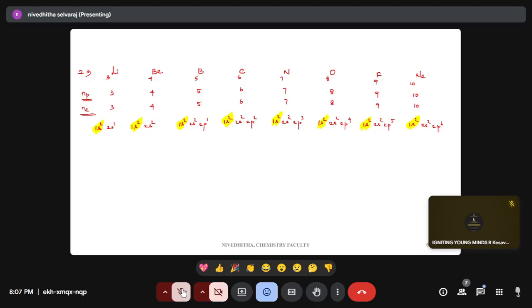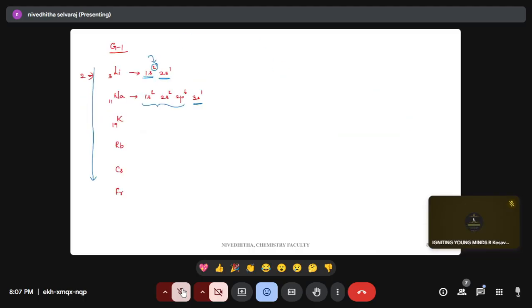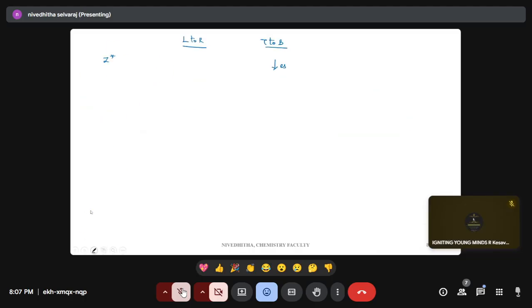Now tell me, if you move from left to right in the periodic table, what will happen to the effective nuclear charge? Will it increase or decrease? There is no change in the count of inner electrons, but nuclear charge is increasing. So obviously effective nuclear charge will increase. Left to right in a periodic table, effective nuclear charge increases because there is no change in the number of inner electrons, but there is a significant increase in the nuclear charge.